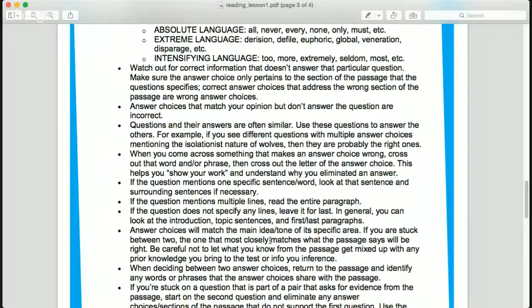Answer choices will match the main idea/tone of its specific area. If you are stuck between two, the one that most closely matches what the passage says will be right. Be careful not to let what you know from the passage get mixed up with any prior knowledge you bring to the test or info you inference. Again, this is the SAT reading section. They're trying to see whether you can read and interpret information. The answer choices will match what the passage says.